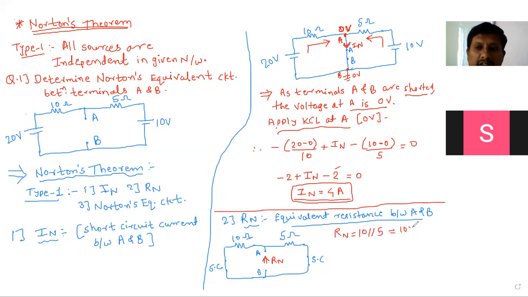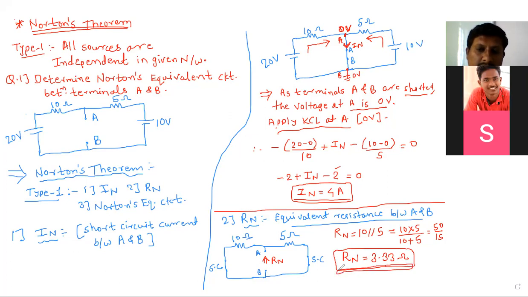So 10 into 5 divided by 10 plus 5. So it is 50 divided by 15. So RN is equal to how much? 3.33 ohm. Is it correct? Yes, sir. Okay. So it is 3.33 ohm. Now we got IN and RN, and that is required for drawing the Norton's equivalent circuit.